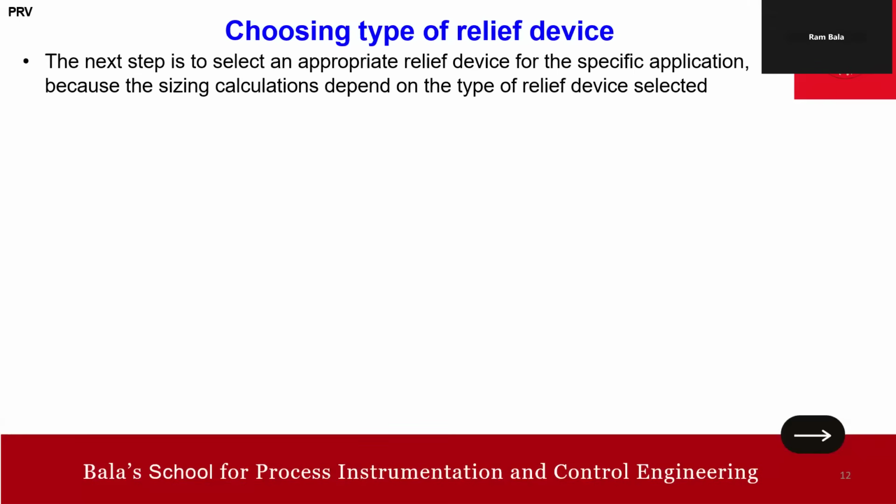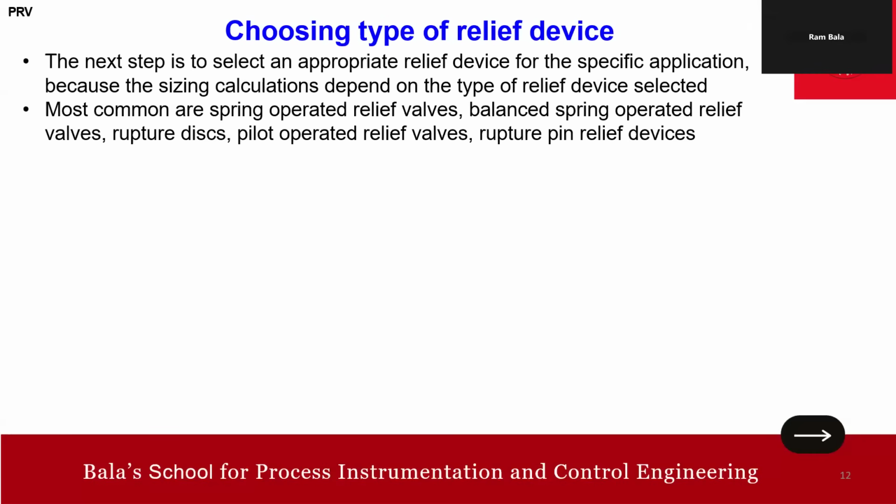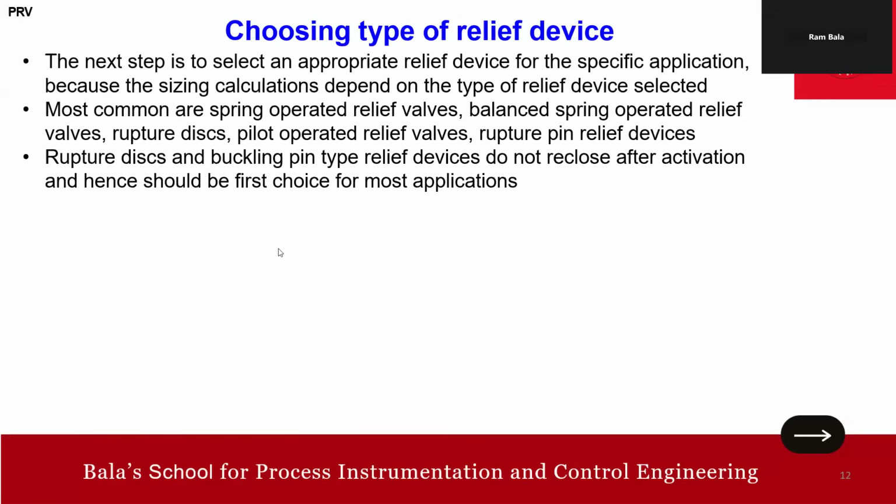Right, now we are already done with the scenario. Now what do we have to do? Choose the type of relief device for a specific application, because the sizing depends on the type of relief device selected, right, friends? As you know, the most common are spring operated relief, balanced spring operated relief, rupture disc, and pilot operated relief. Okay, these are the most common.